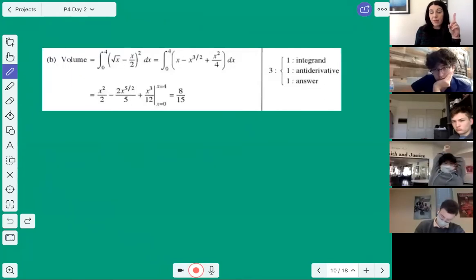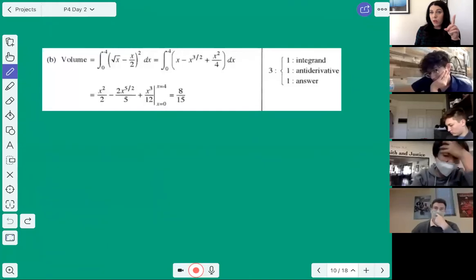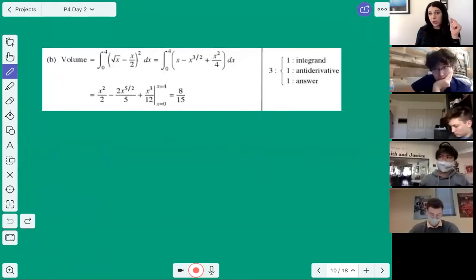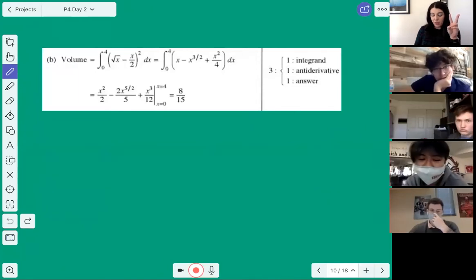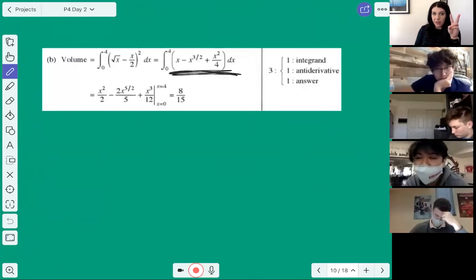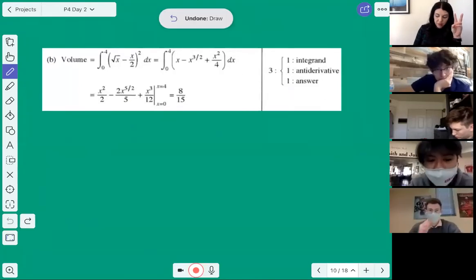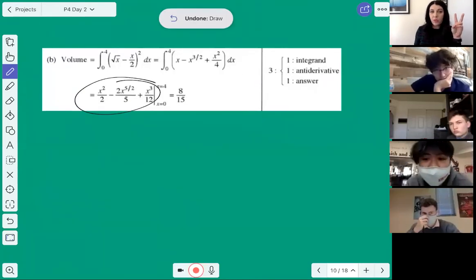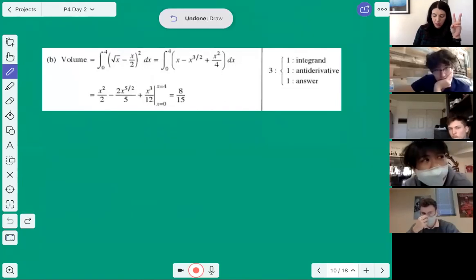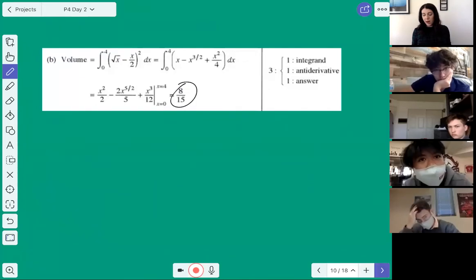First point is the setup. You need to have volume equals the integral from 0 to 4 of square root of x minus x over 2 squared. First point. Second point is the antiderivative. Obviously, you can't get to that antiderivative unless you have this intermediate step. So don't skip that step, but it's not worth its own point. But you have to have it in order to get the other points. So point number 2 comes from the antiderivative shown here. Point number 3 is our answer, 8 over 15. Okay, give yourself a score out of 3.